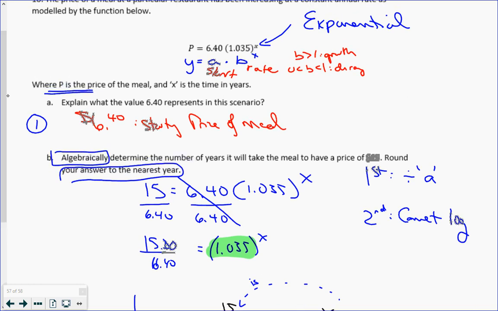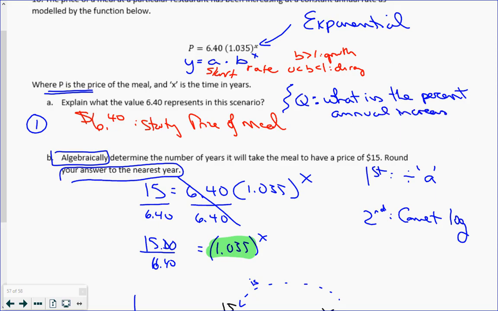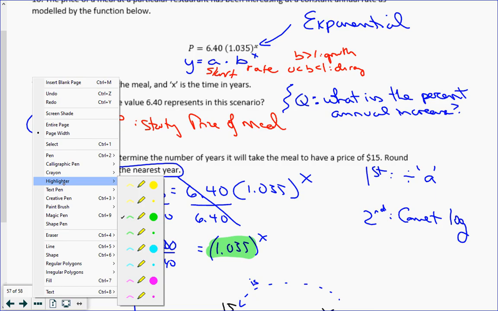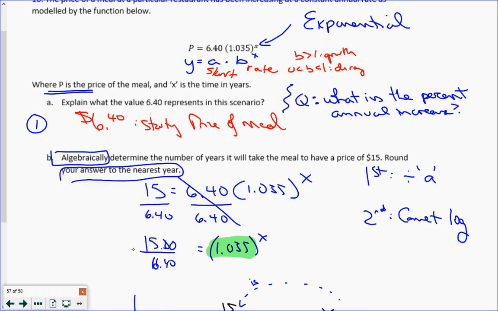Before I go on to part C, I want to go back to part A for just a second, because the other thing that they could ask you for is what is the percent annual increase. So that's the other thing that they could ask you. So instead of asking for the starting value of the meal, they could ask you for the percent increase. I've seen both questions as part A. Okay. If they ask you for that, what's the percent annual increase? That's from this part right here.